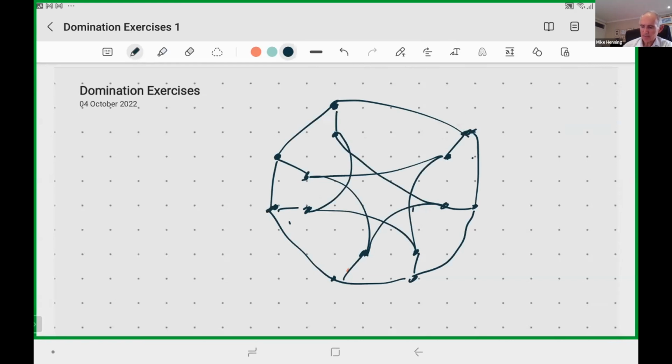How do you prove it? Without Reed's theorem, without anything. Let's suppose you know nothing about domination. How do you prove to me that the domination number is equal to 5? Any ideas?